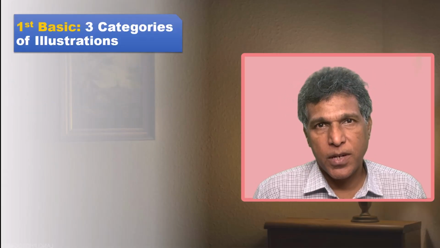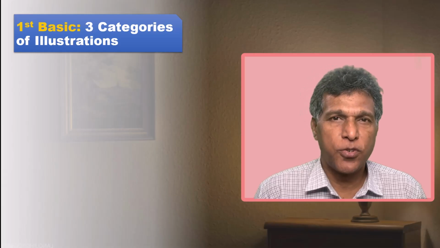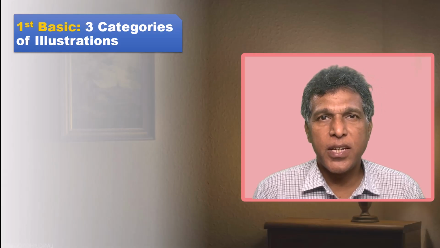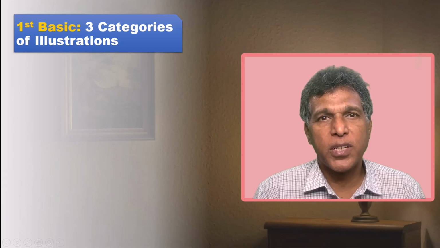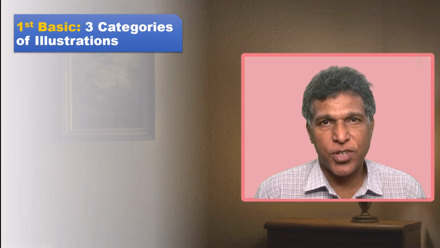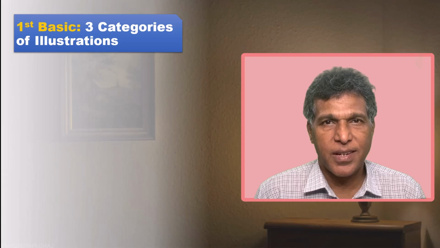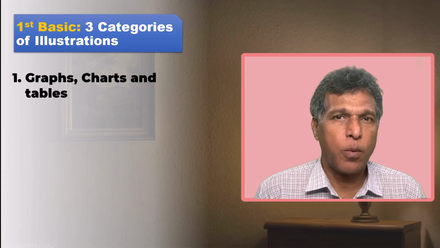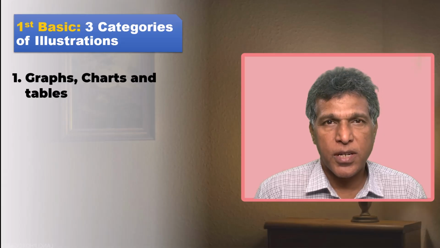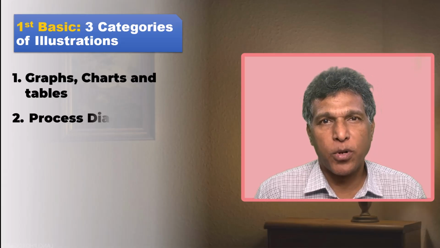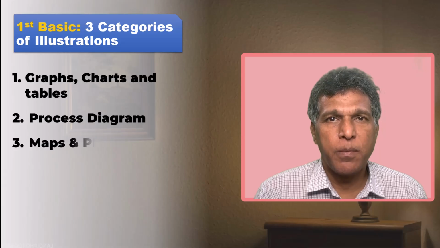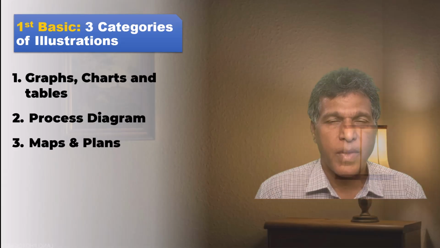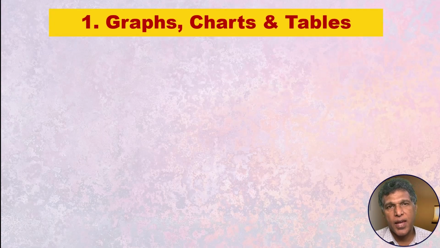The first basic is the 3 categories of illustrations. To make things easy for you, I have grouped these 8 illustrations into 3 categories. I have named the categories as number 1 graph, charts and tables, number 2 process diagram, and number 3 maps and plans. The first category has 5 kinds of illustrations.